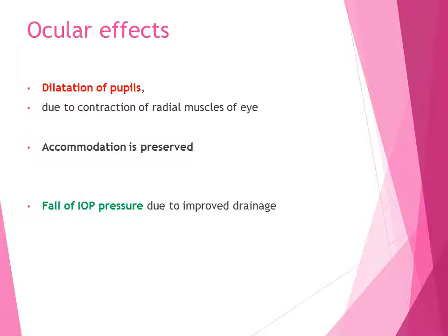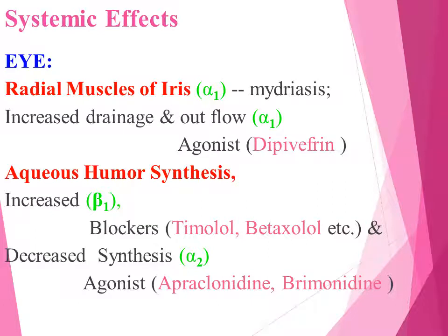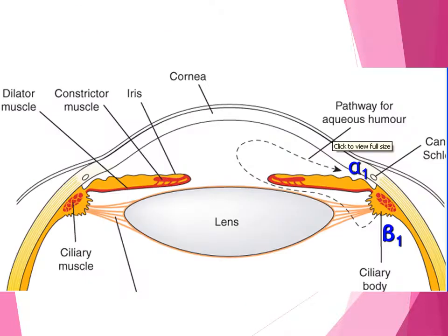Ocular effect. In the eye, epinephrine causes dilation of the pupil due to contraction of radial muscles of the eye, so accommodation is preserved. There is a fall of intraocular pressure due to improved drainage of the aqueous humor. In the eye, alpha 1 receptors are located in the radial muscles of the iris where they cause mydriasis. They increase the drainage and outflow of the aqueous humor.